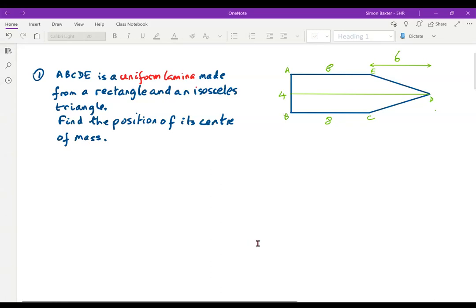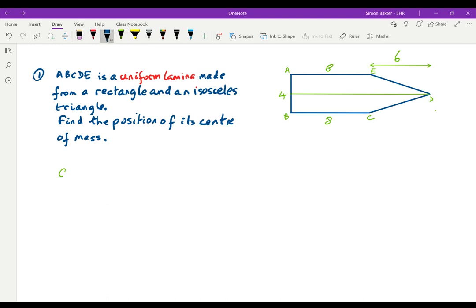In this video, we're going to look at the centers of mass of various different shapes, some composite laminas, and also wire frameworks. To start with, we will look at this lamina, A, B, C, D, E, which is formed of a rectangle and an isosceles triangle. What do we think we know about the center of mass? Well, firstly, it's symmetrical about the green line. So we would expect the center of mass to lie on this line of symmetry.